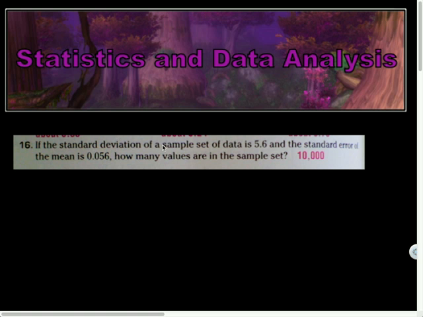It says, if the standard deviation, man, that's how you have to read data, by the way, if the standard deviation of a sample set of data is 5.6, so there's my little sigma, is 5.6, and the standard error of the mean, so there's my sigma sub x bar, is 0.056. The question is, how many values are in the set? N equals unknown to us.